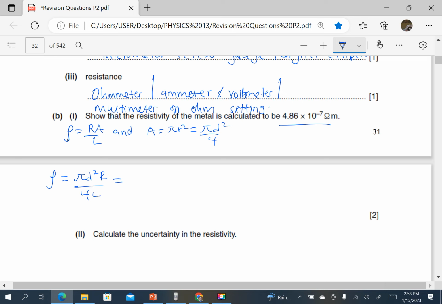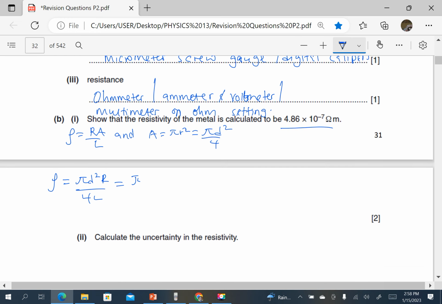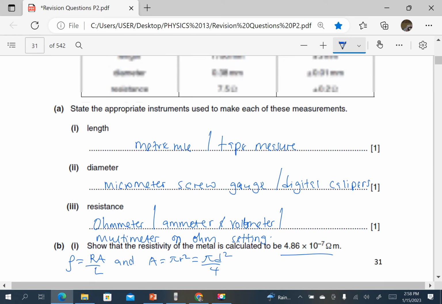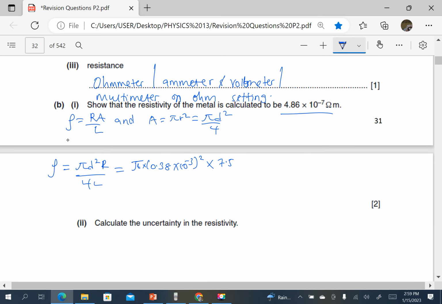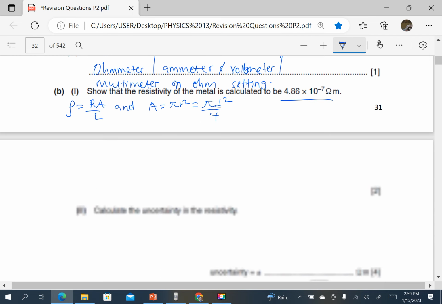So I'm now substituting. So this is pi. Then what was d? D is 0.38 times 10 power negative 3. So pi times 0.38 times 10 power negative 3, that is squared. Then the resistance was 7.5 ohms. Divide by 4 times the length, I think the length is 1.75 in meters. Is it 1.75? Yeah, this was centimeters, this was not meters. Because in meters we divide by 1,000. That is 1,750 by 1,000. That's 1.75 in meters.